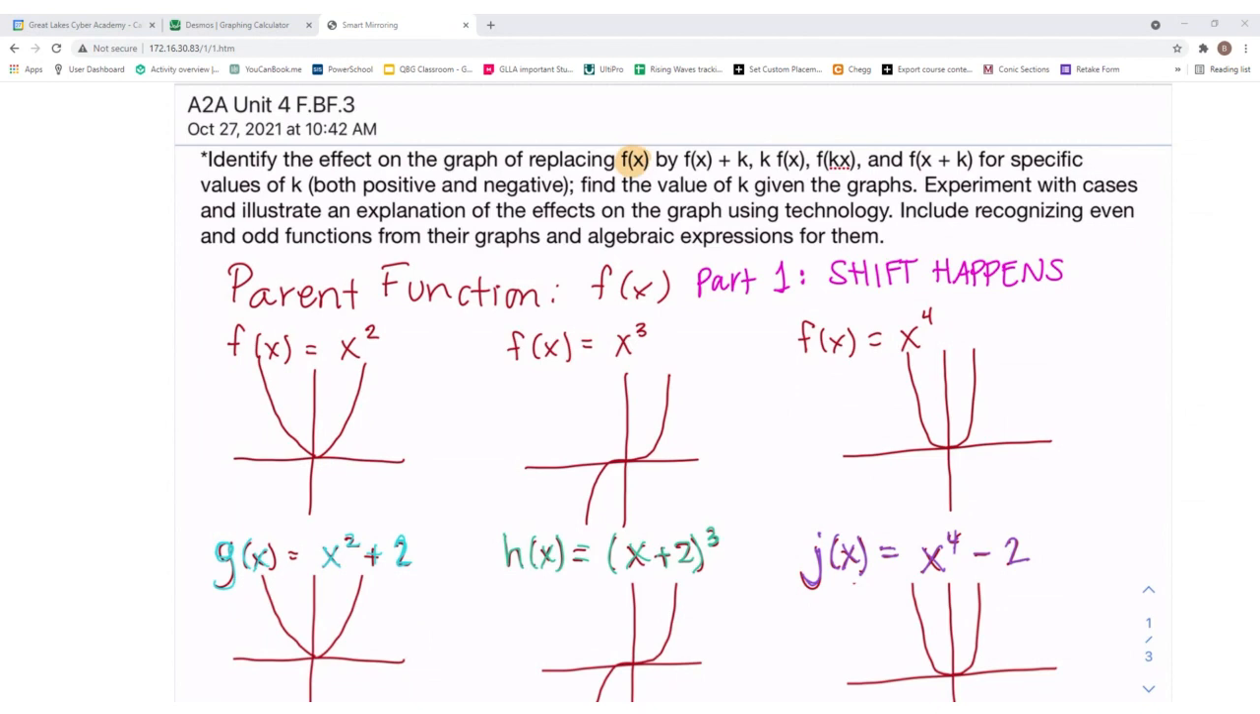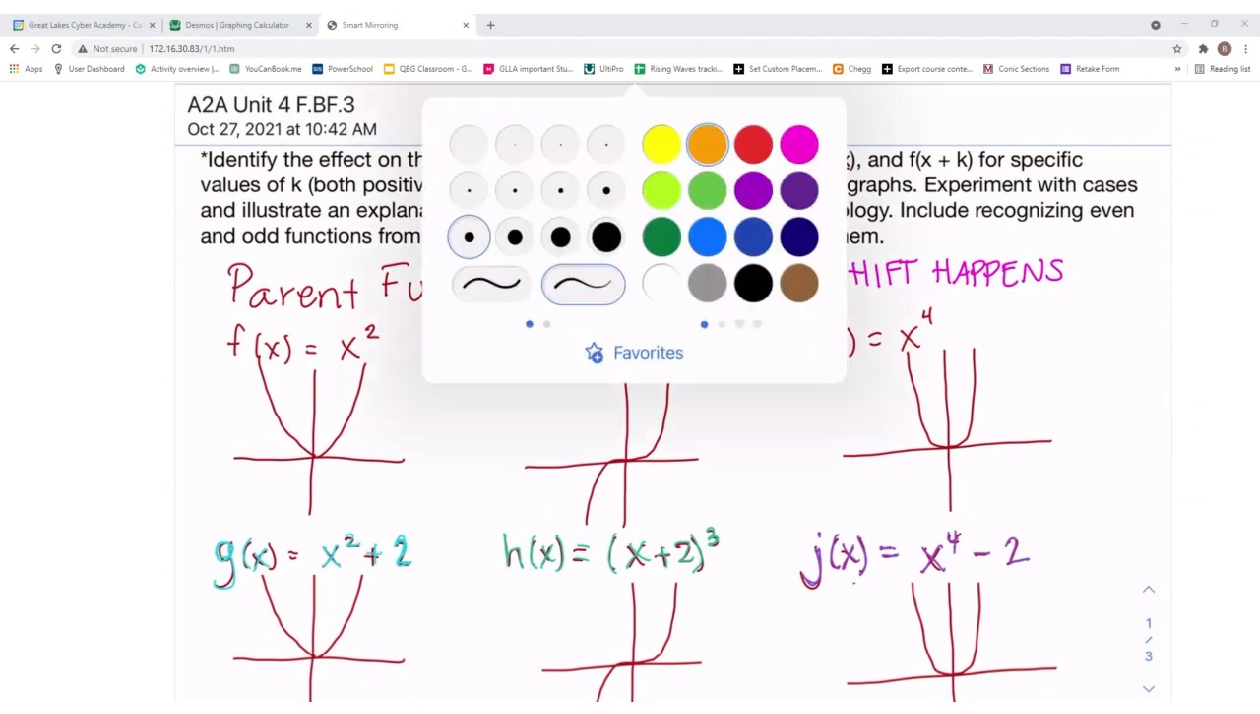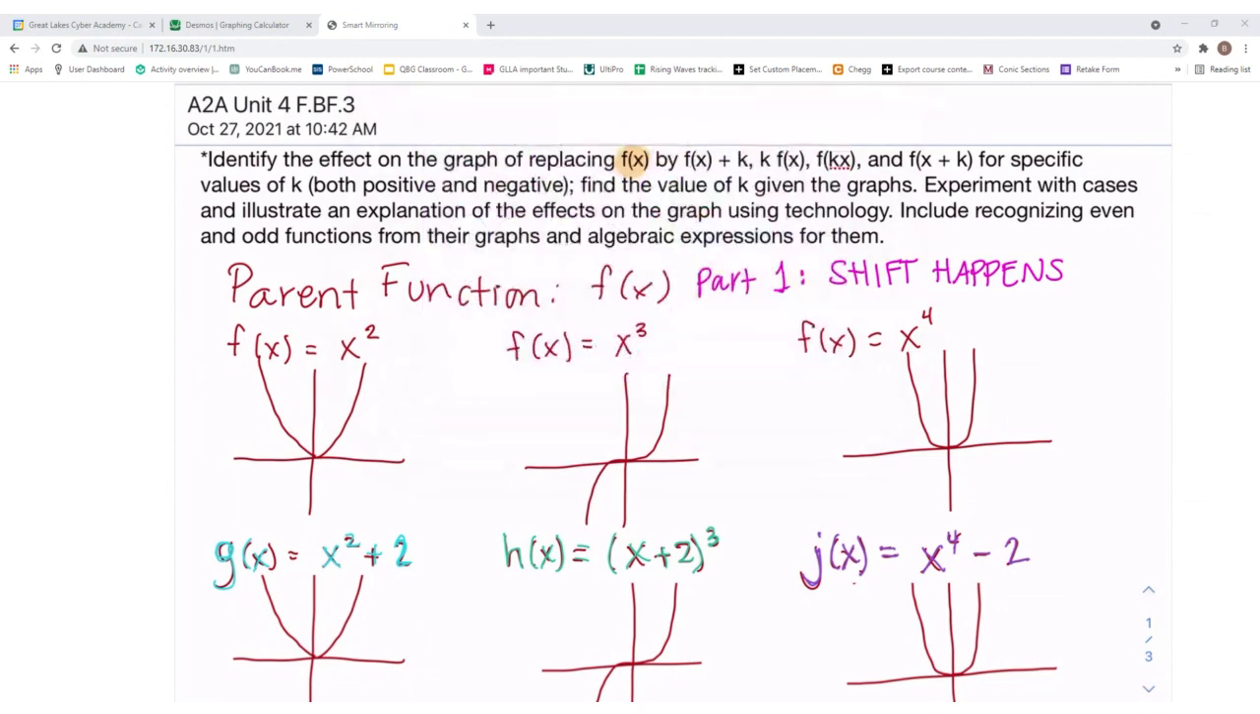You can add k onto f at the end, you can multiply the whole f of x by k, or you can multiply just the x inside the f of x by k, or you can add k to just the x. So all four of those things do four different types of transformations to a function.